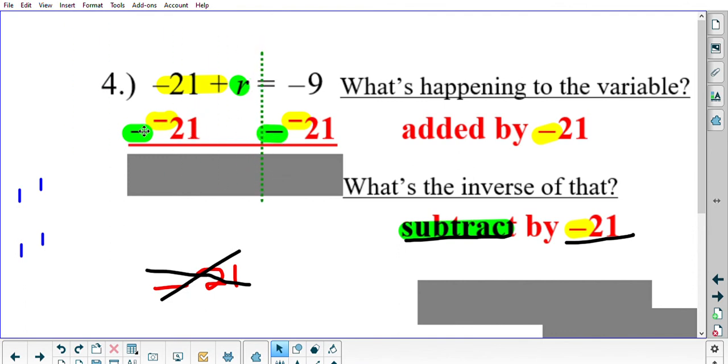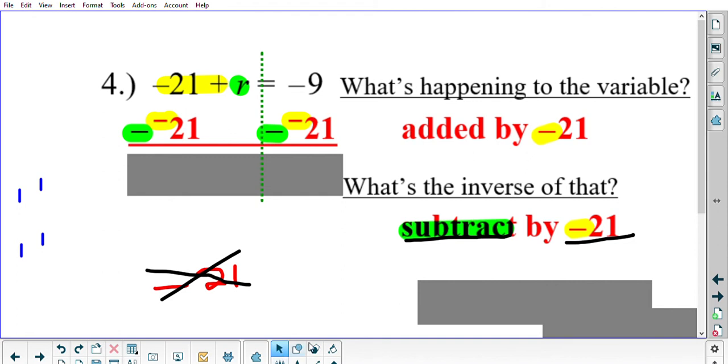You better have the minus negative 21 underneath the other negative 21 that was on the original problem. Do not write it underneath the R, because that would not be lining it up properly with the idea of how you can only add or subtract like terms. So please line it up properly.